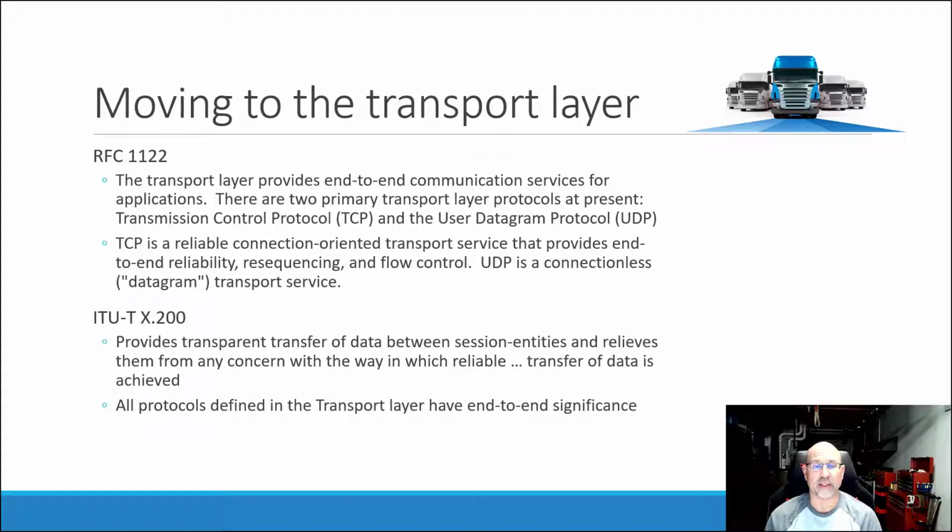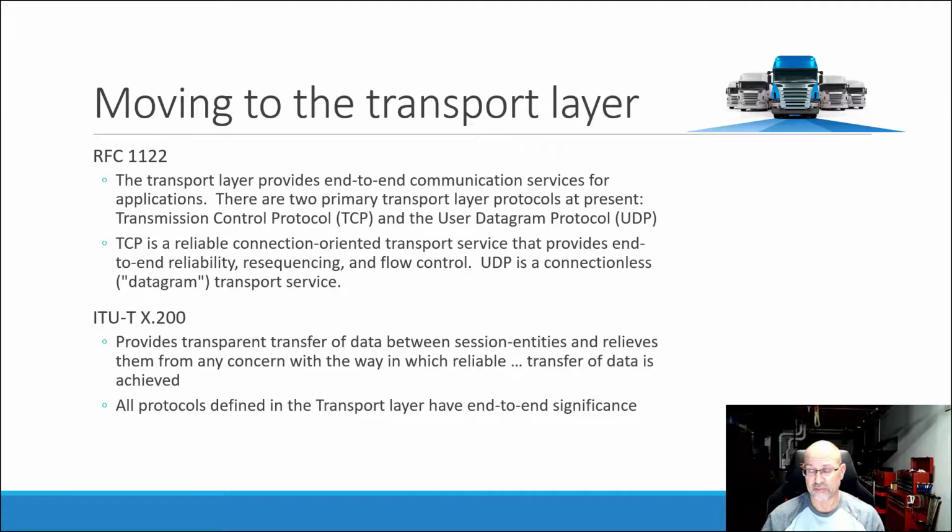In this document, we find that the transport layer provides transparent transfer of data between session entities, right? Because remember that above the transport layer, the first thing that we run into is the session layer, and it relieves them from any concern with the way in which reliable transfer of data is achieved. So the concern here is, how do we control or understand that we've gotten all the data that was transmitted? All protocols defined at the transport layer have end-to-end significance. And again, that is really important because we're talking about application to application, getting it from the original source to the final destination.